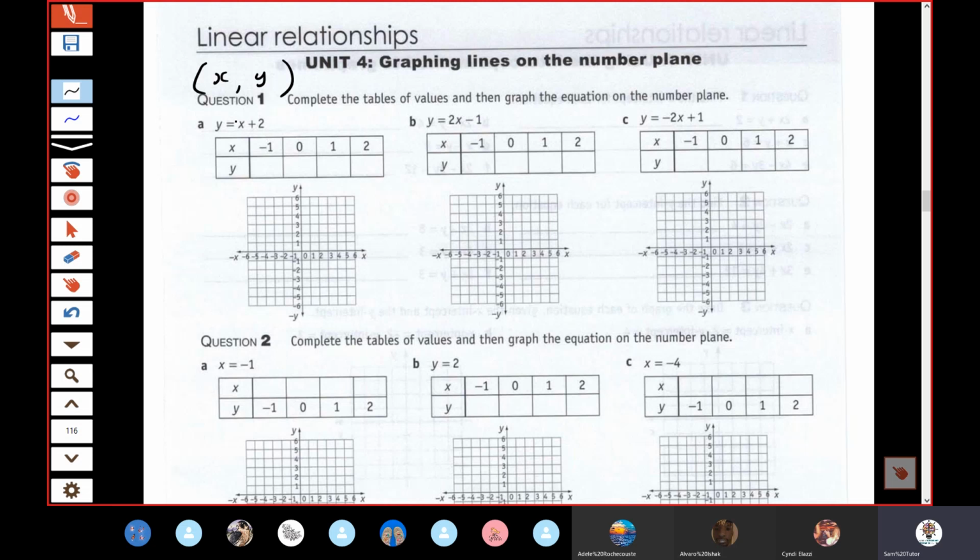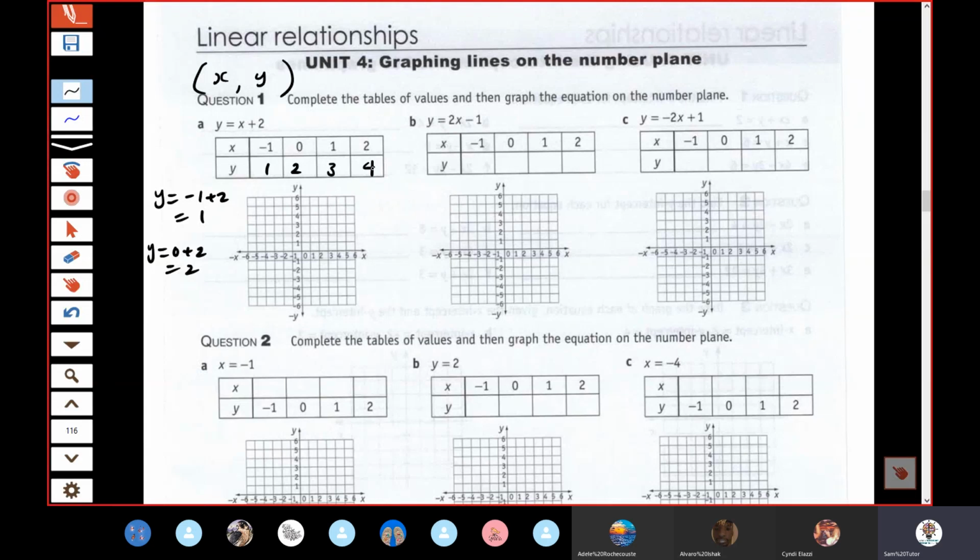So let's start with this. Complete the table of values and then graph the equation on the number plane. All right, so we've got y equals x plus 2. Okay, your first x value is -1. So therefore your y is? 1. -1 plus 2, yep, 1. Then the next one, y is 0 plus 2. And I'm sure we can see it's going up by 1s. So we're okay with that? Or 1 plus 2 is 3.